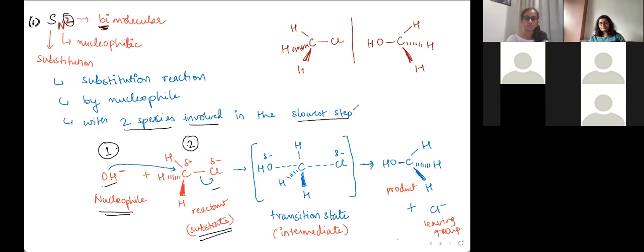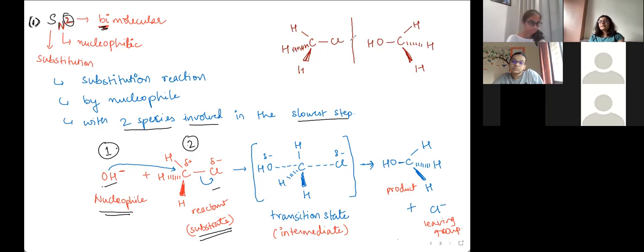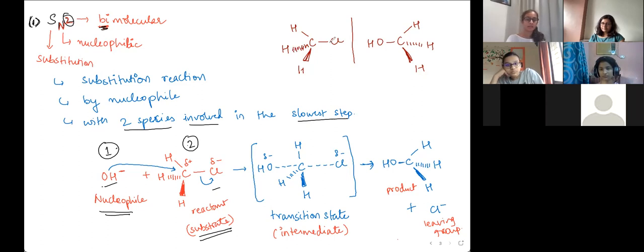Difference between the reactant and product, in terms of the structure. The Cl is on the right side in the reactant, but the OH is on the opposite side. Correct. So there is an inversion taking place.